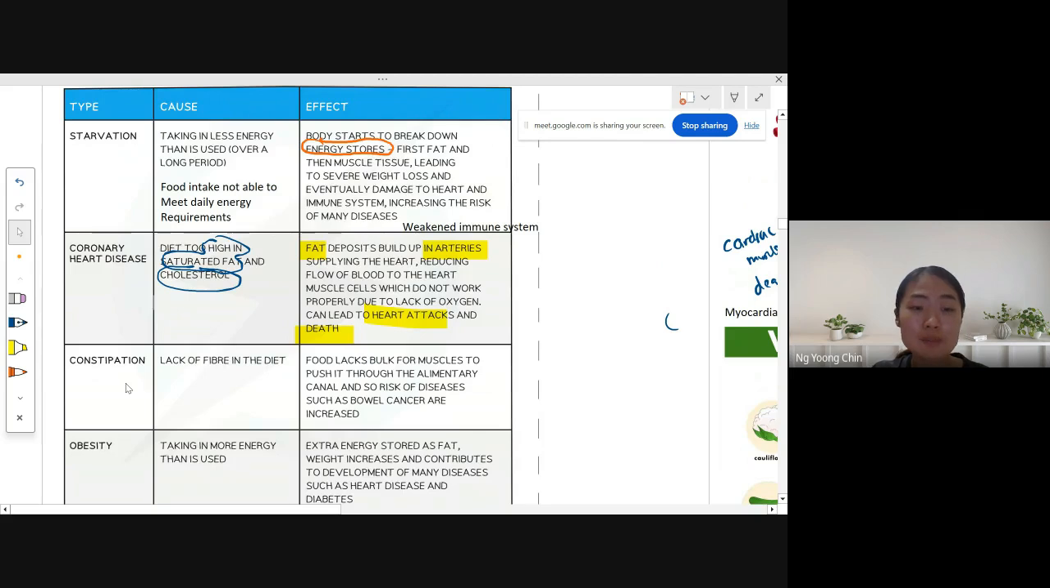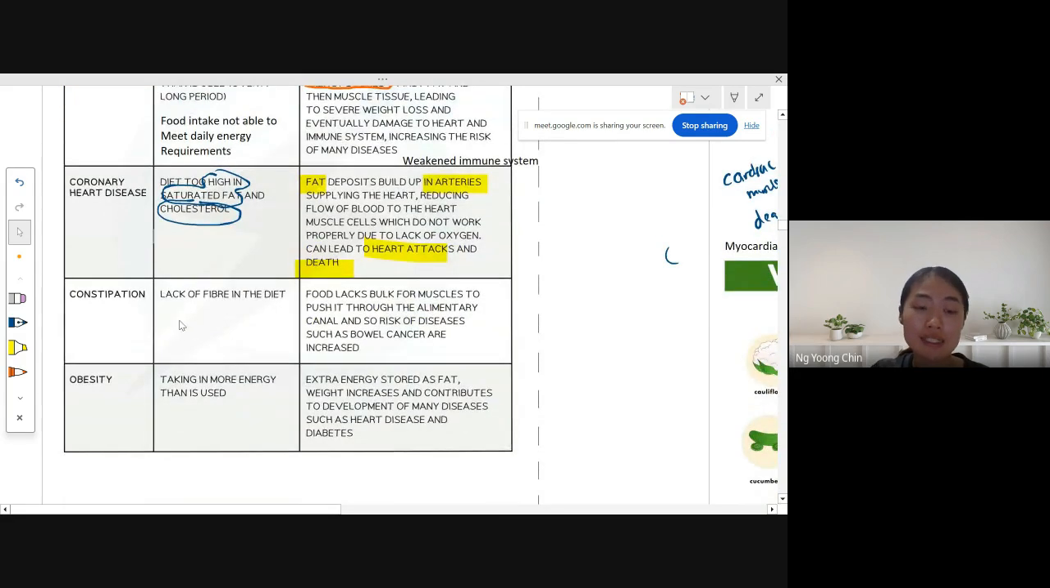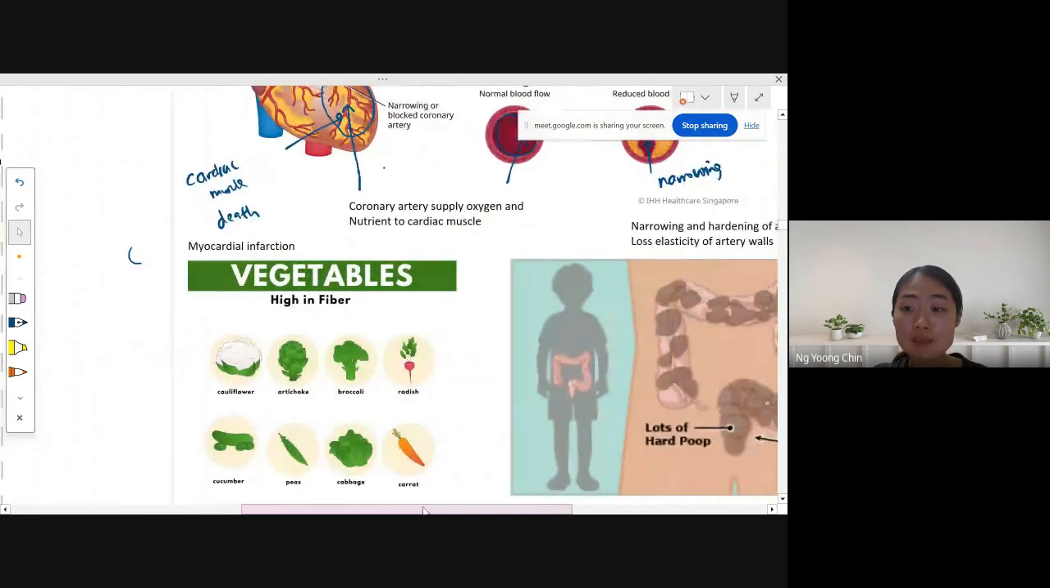Constipation. Constipation means what? When you are lacking cellulose fibres in your diet, meaning you did not eat enough vegetables and fruits, the food lacks the bulk for the muscle to push it through the alimentary canal. So you can imagine it this way. Constipation is like this.